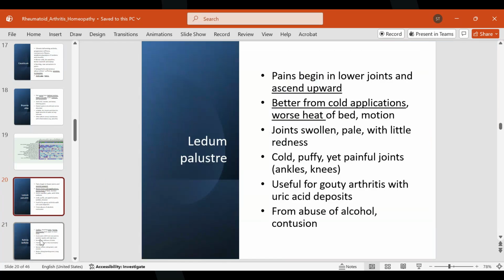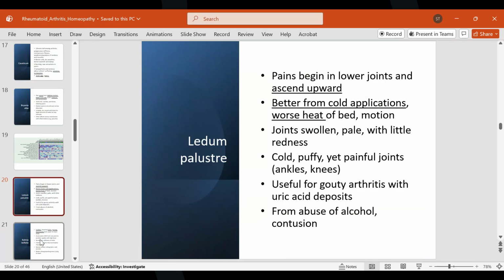Ledum, again, the pain goes upward, begins in the lower joints, ascends upward. It's a big one for gouty arthritis. Better from cold. Although you have to be careful here. Any really, really acute inflammation is going to be better cold in most patients. They're worse heat. And this is how Arnica and Ledum are very similar remedies. They're both for injuries, but Arnica is usually first stage and then Ledum comes later.